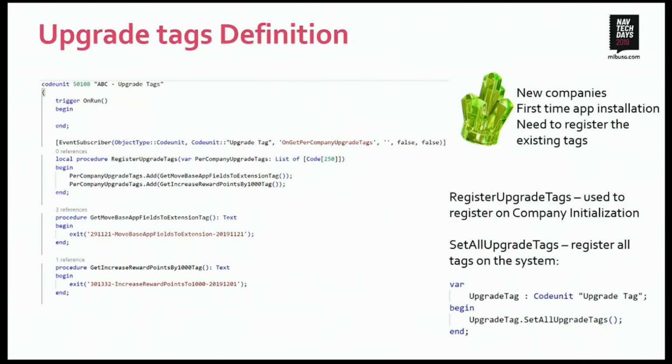And this system has one major flaw, and the weakness of this system is new companies, or if you're installing your extension for the first time. If you're doing this, you need to register all of the upgrade tags, and that is what this event subscriber is doing. This event subscriber is ensuring that the upgrade tags are inserted if, for example, you create a new company. There is also a method called set all upgrade tags, which is going to register all of the existing upgrade tags in the system, making sure that things do not break.